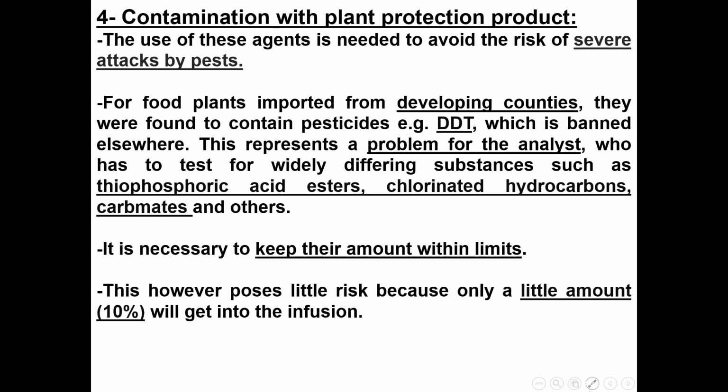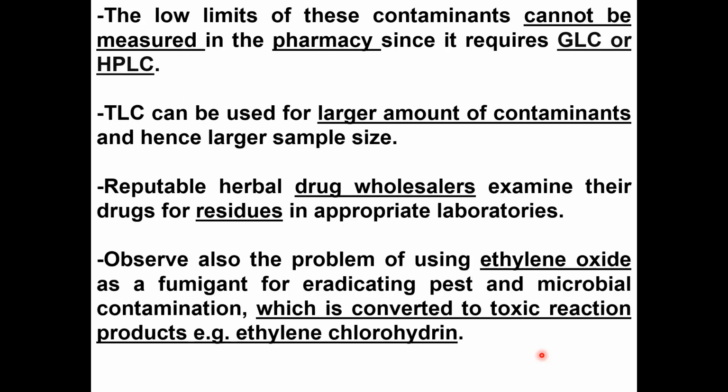However, in the herbal drug field, it poses a small risk, because a very small amount goes into our infusion, for example, or 10%. This is compared with the food sector, where probably a larger amount would be present in food than in herbal drug. The low limits of these pesticides cannot be assessed in the pharmacy. It should be analyzed using gas chromatography, if volatile, or by use of HPLC. However, cellular chromatography may be used to analyze larger amounts of these contaminants.